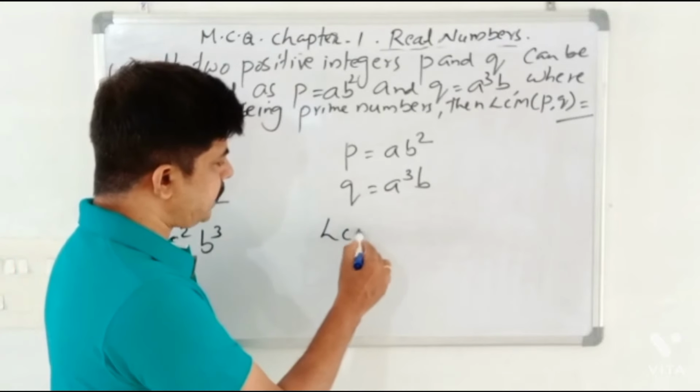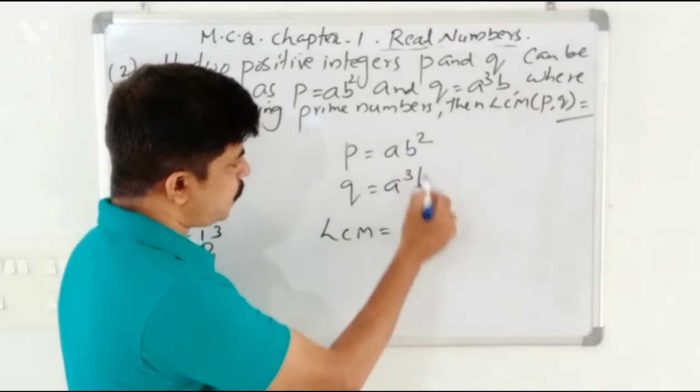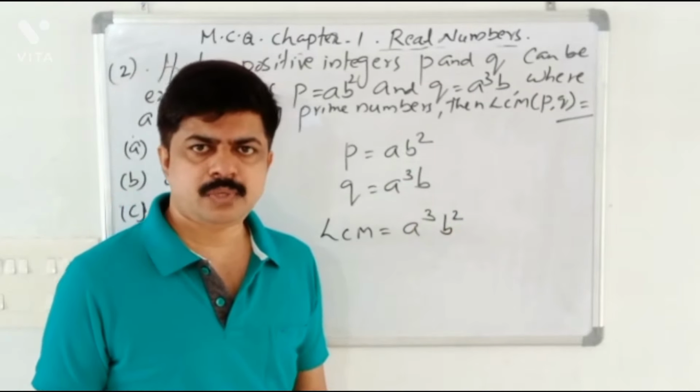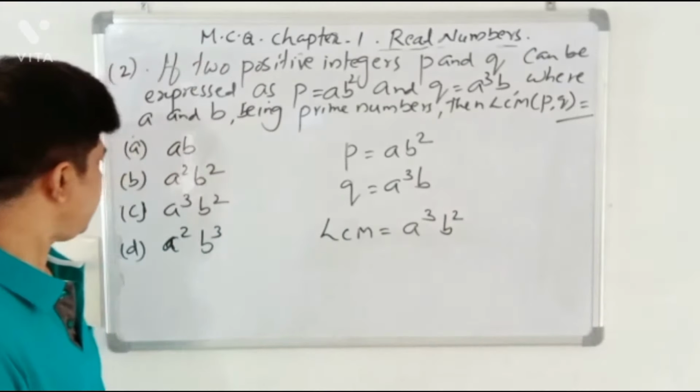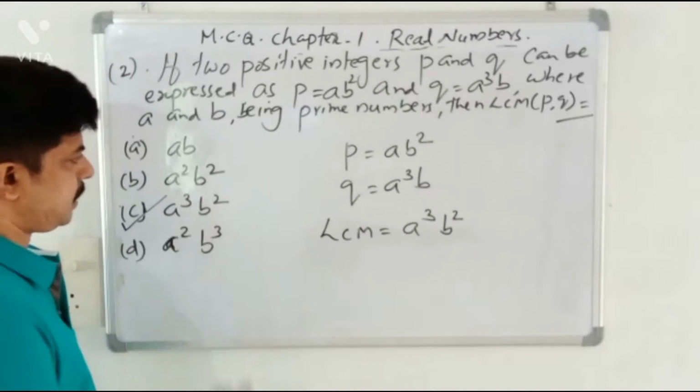Therefore, we have the greatest power of a, we have a cube. For b, the greatest power is b square. Therefore, the LCM of the given two numbers is equal to a cube b square. Correct answer is a cube b square. Therefore, option C is the correct answer.